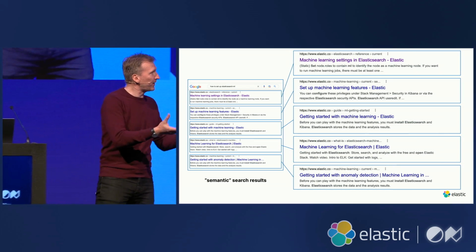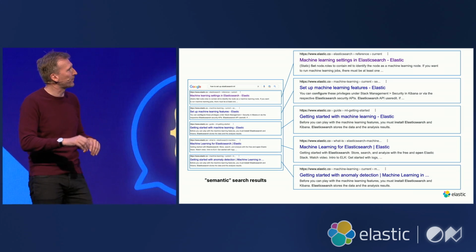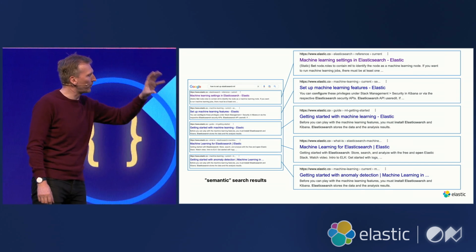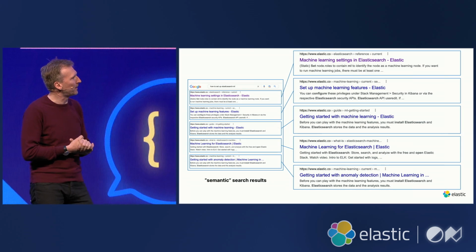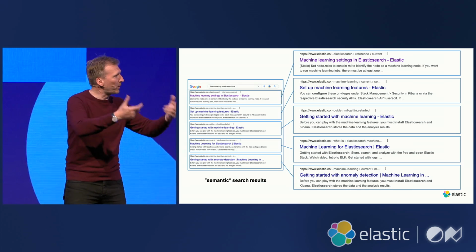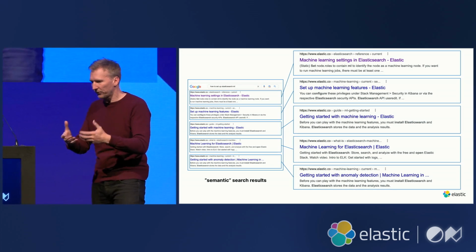And this is Google, and obviously Google have a massive advantage in terms of the amount of data they have access to, click-through rates and so on. But the results here seem to be very much based on what I'm looking for: machine learning settings in Elastic, setting up machine learning, getting started with machine learning, and getting started with anomaly detection. And the words they've highlighted, which match the query, are not just the keywords, but also synonyms and other context. So moving from traditional keyword search, we would like to move in this direction, and vector search is one of the tools we've got to help us move in that direction.